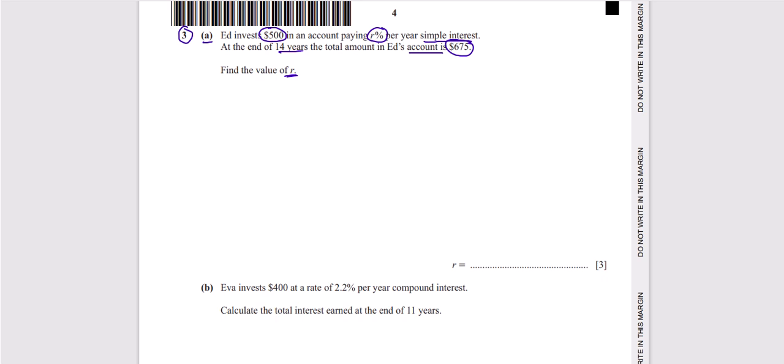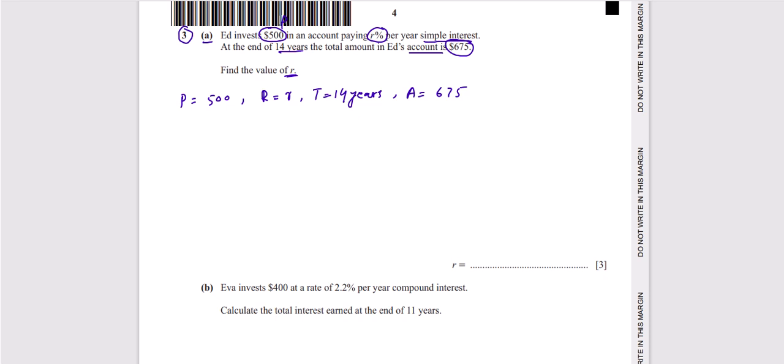First of all, we have to write the data. This one is principal, P is equal to $500, and R in percentage is equal to r, and time is 14 years, and amount is $675.